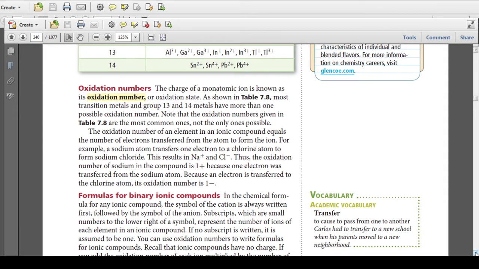The oxidation number for an element in an ionic compound equals the number of electrons transferred from the atom to form the ion. For example, a sodium atom transfers 1 electron to a chlorine atom to form sodium chloride. This results in a positive sodium ion and a negative chloride ion. Thus, the oxidation number of sodium in the compound is +1, because 1 electron was transferred from the sodium atom. Because an electron is transferred to the chlorine atom, its oxidation number is -1.